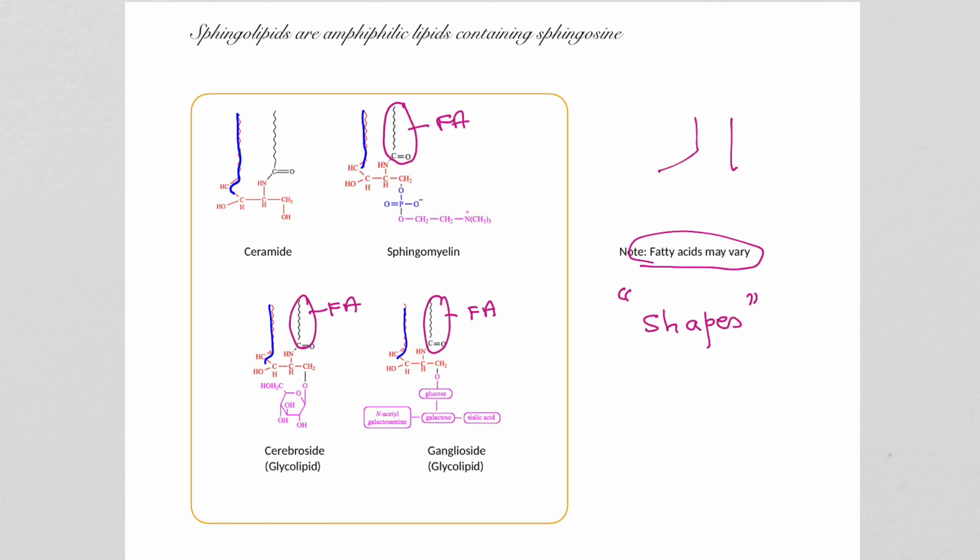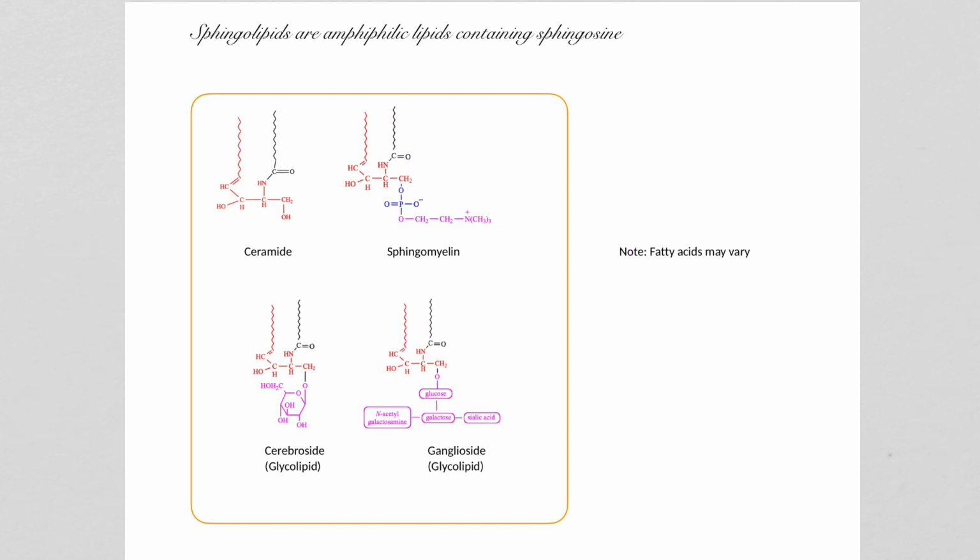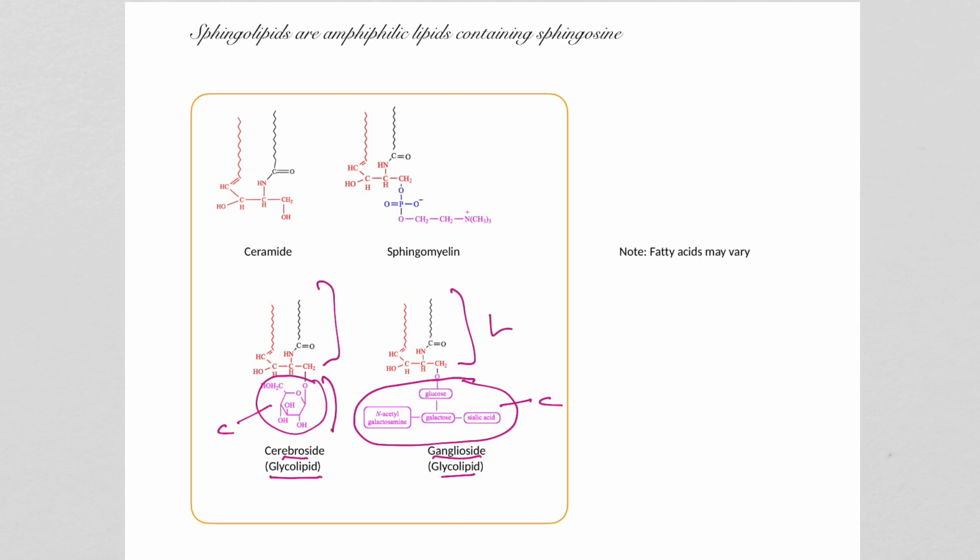Amphiphilic lipids can have a variety of shapes because the fatty acid part can be highly variable. Also important to note that this part here, the head of cerebroside, is actually a carbohydrate. That's why we call these glycolipids: the glyco and then the lipid. Same thing with gangliosides. It's a glycolipid because this part is carbohydrate and this part is lipid. So some of your amphiphilic lipids are actually combinations of lipids and carbohydrates.